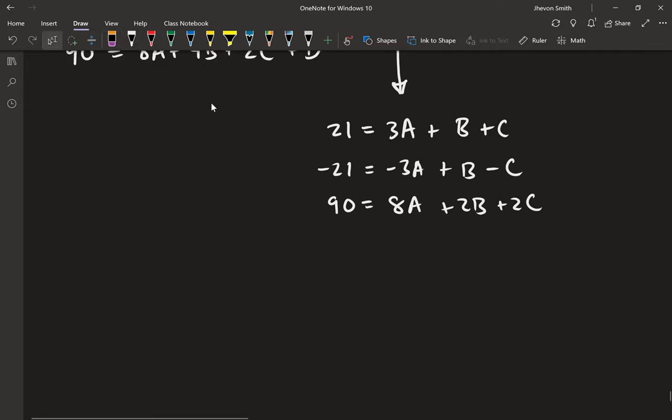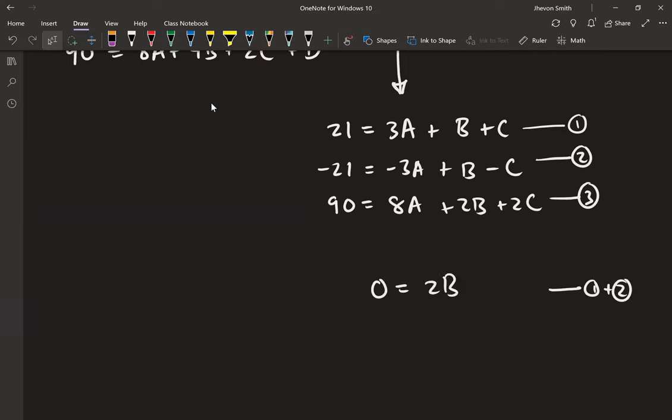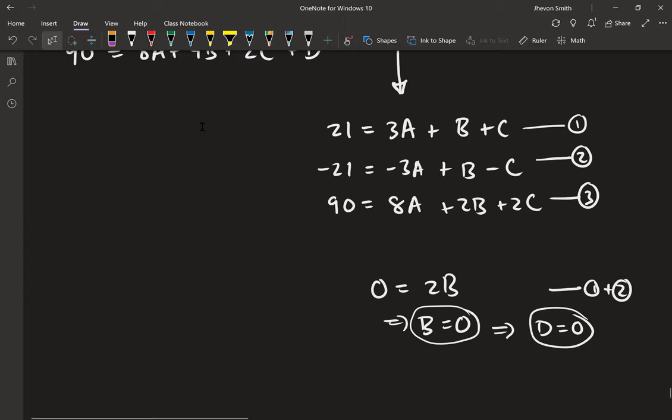So now, if you realize, call this equation 1, call that equation 2, call that equation 3. If I take 1 plus 2, that's going to give me 0 is equal to 2b, which means b is 0. Which, of course, also means that d is 0. And so what we would have is 21 is equal to 3a plus c, and minus 21 is equal to minus 3a minus c.